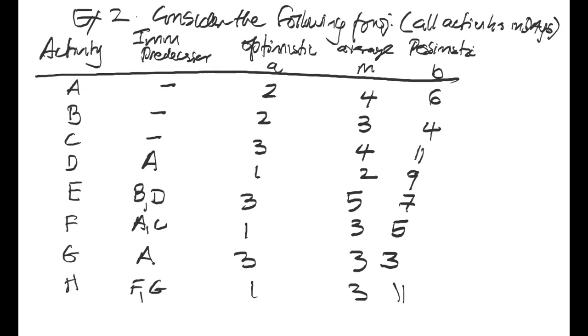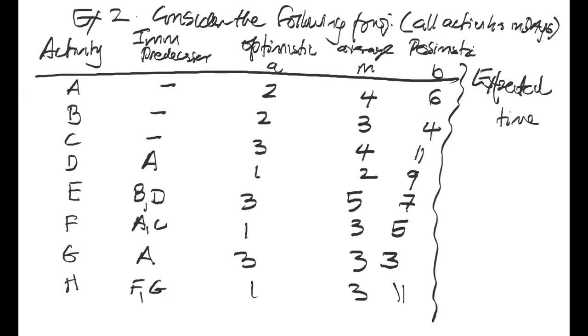I'm sorry, my numbers are a little bit wonky, but I think you can follow the line now. So the question then is, what do I do if each activity now has three different times? Well, you calculate what is called the expected time. The expected time uses the following formula: A plus 4M plus B, all over 6.